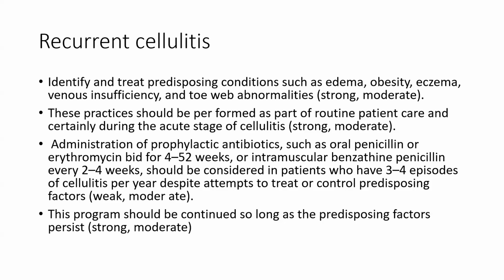So these practices should be performed as a part of routine patient care and certainly during the acute stage of cellulitis. If these abnormalities are there, then we need to start prophylactic antibiotics like oral penicillin or erythromycin BD for 4 to 52 weeks, or intramuscular benzathine penicillin every 2 to 4 weeks in patients who have 3 to 4 episodes of cellulitis per year despite attempts to treat or control the predisposing factor. And this program should be continued so long as the predisposing factor persists.